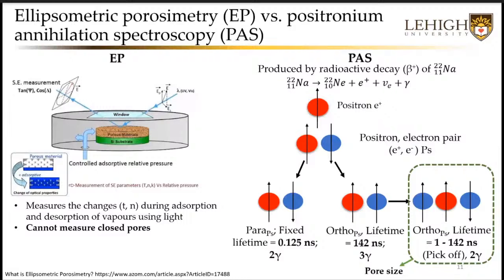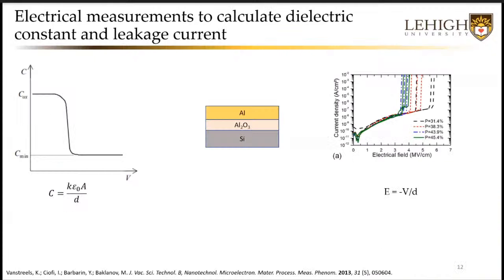We use some electrical measurements to calculate the dielectric constant and leakage current. The commonly used method is capacitance-voltage to calculate the dielectric constant. Here you have a substrate as shown in this figure. You use two probes. One is attached to the top, and one is attached to the bottom.